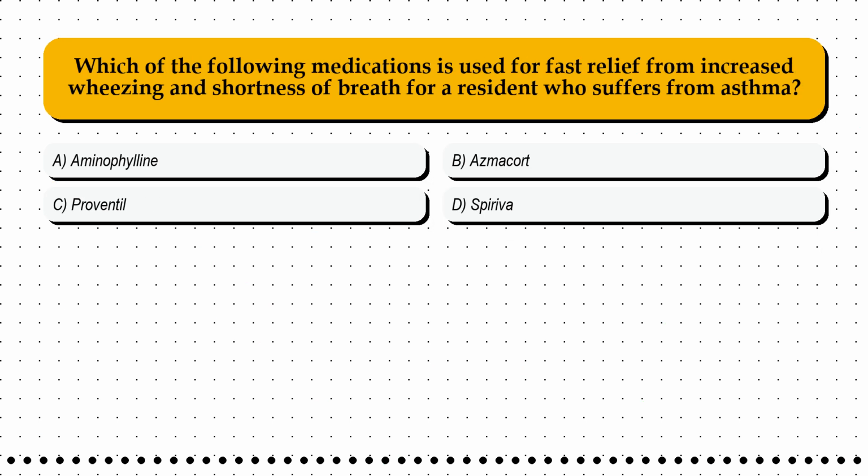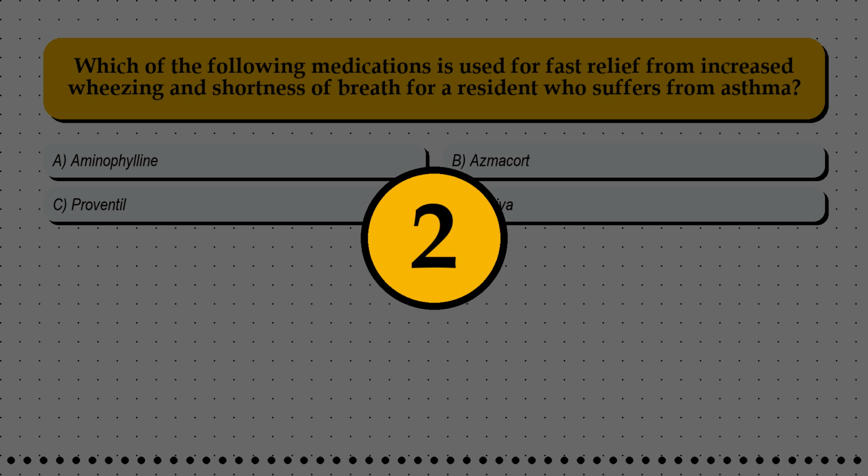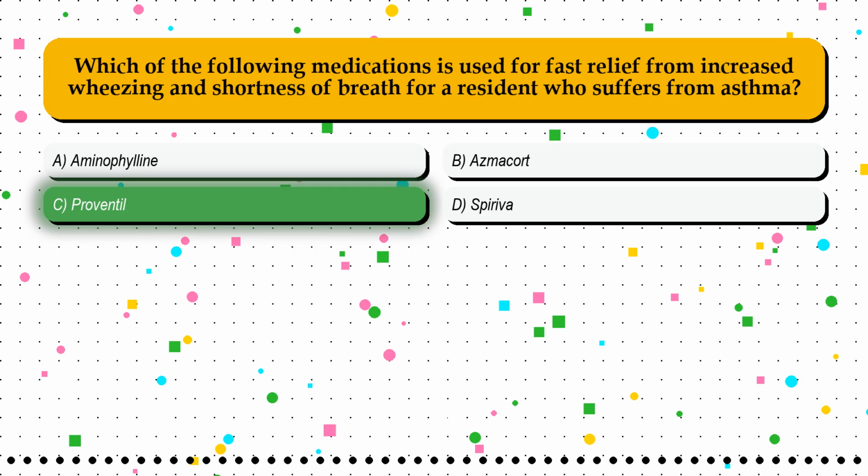Question 269. Which of the following medications is used for fast relief from increased wheezing and shortness of breath for a resident who suffers from asthma? Option A, aminophylline. Option B, Medrol. Option C, Proventil. Option D, Spiriva. The correct answer is option C, Proventil.